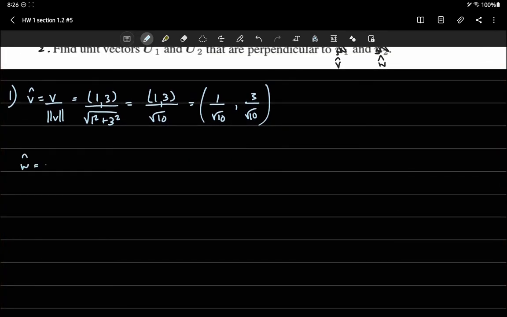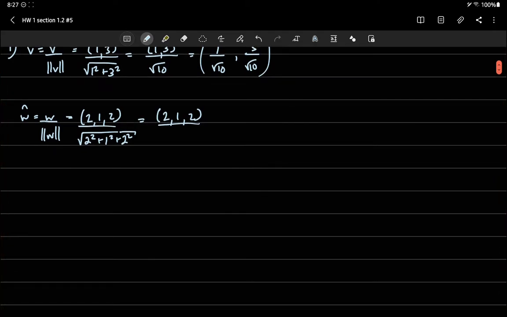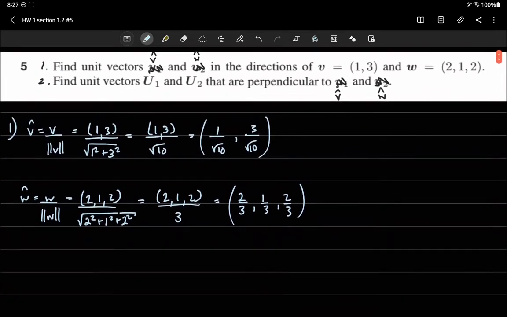Same thing with w hat. w hat is just w over length w. And this is just going to be 2, 1, and 2. And on the bottom, it's going to be 4 plus 1 plus 4, which is 9, square rooted, which is just 3. And if you multiply it up, you get 2/3, 1/3, 2/3 for w hat. And that concludes question 1.